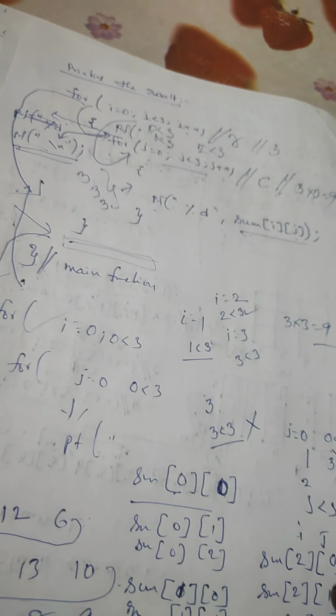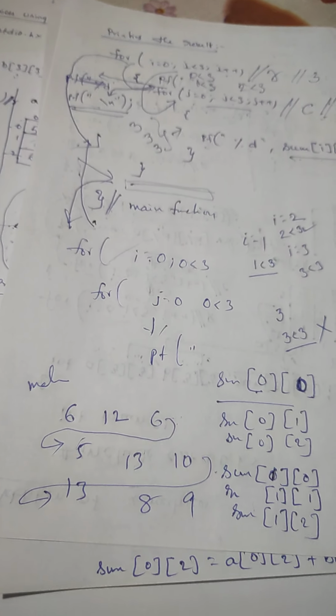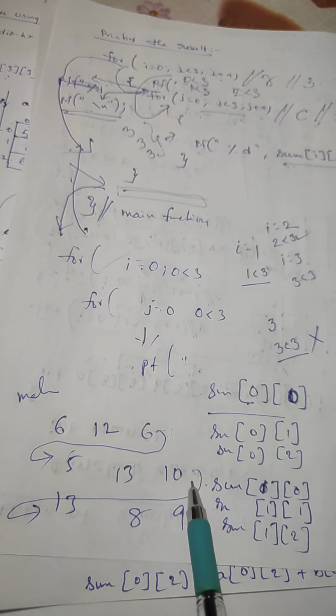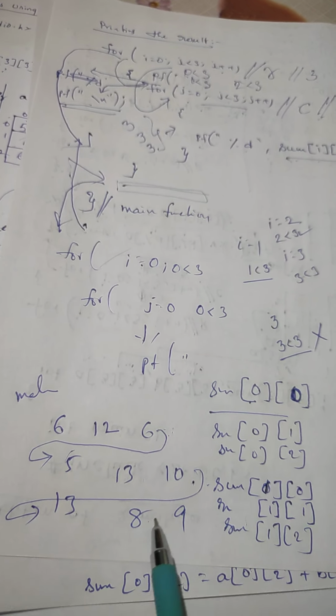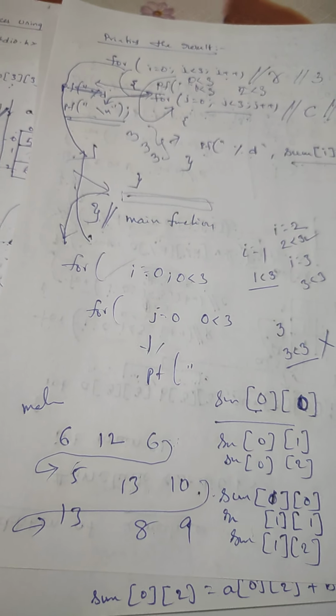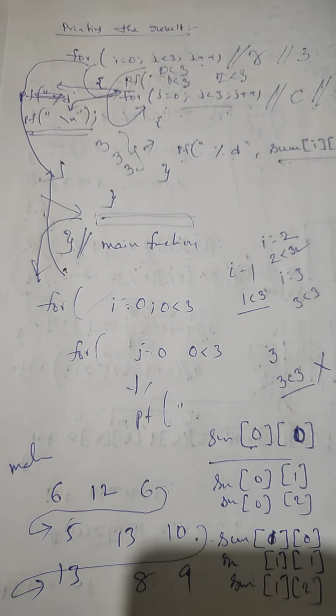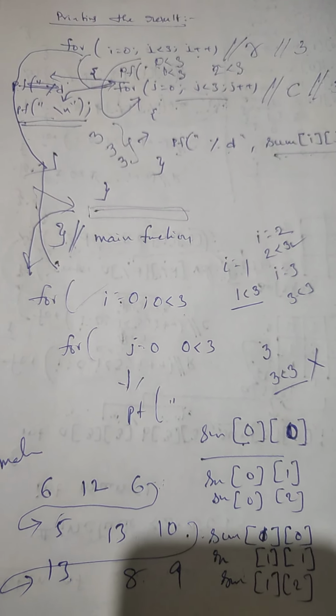So the final resultant matrix values are 6 12 6 15 13 10 13 8 and 9. So this is the process to write the addition of two matrices using a C program.